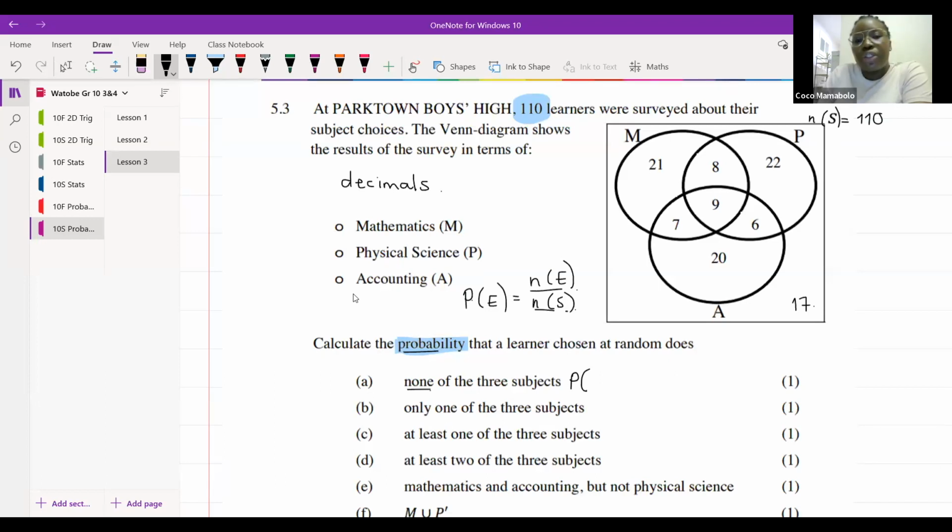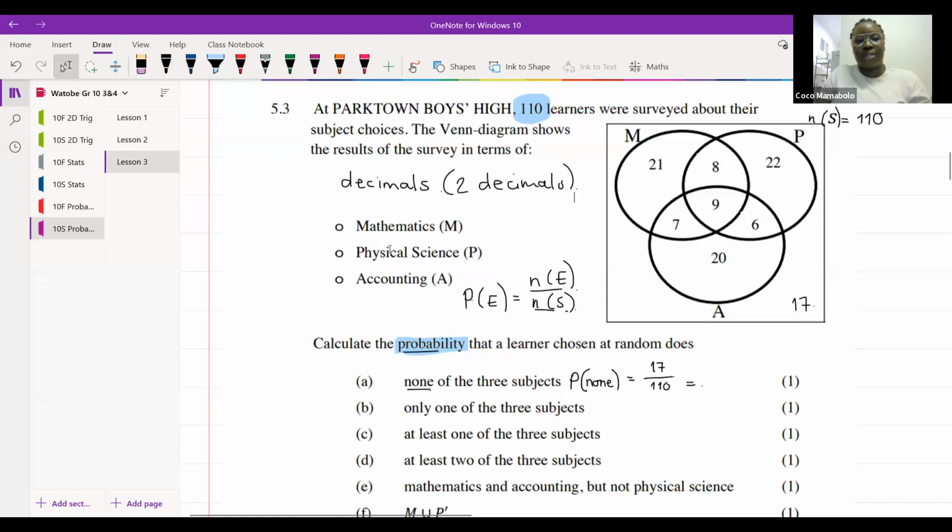17, correct. So the probability of them doing none is going to be 17 over 110. That's it, excellent. 17, and now I'm writing 100 instead of 110. Sorry, 17 over 110. I want you guys to turn that into a decimal for me. Give it to me, correct, to 2 decimal places.